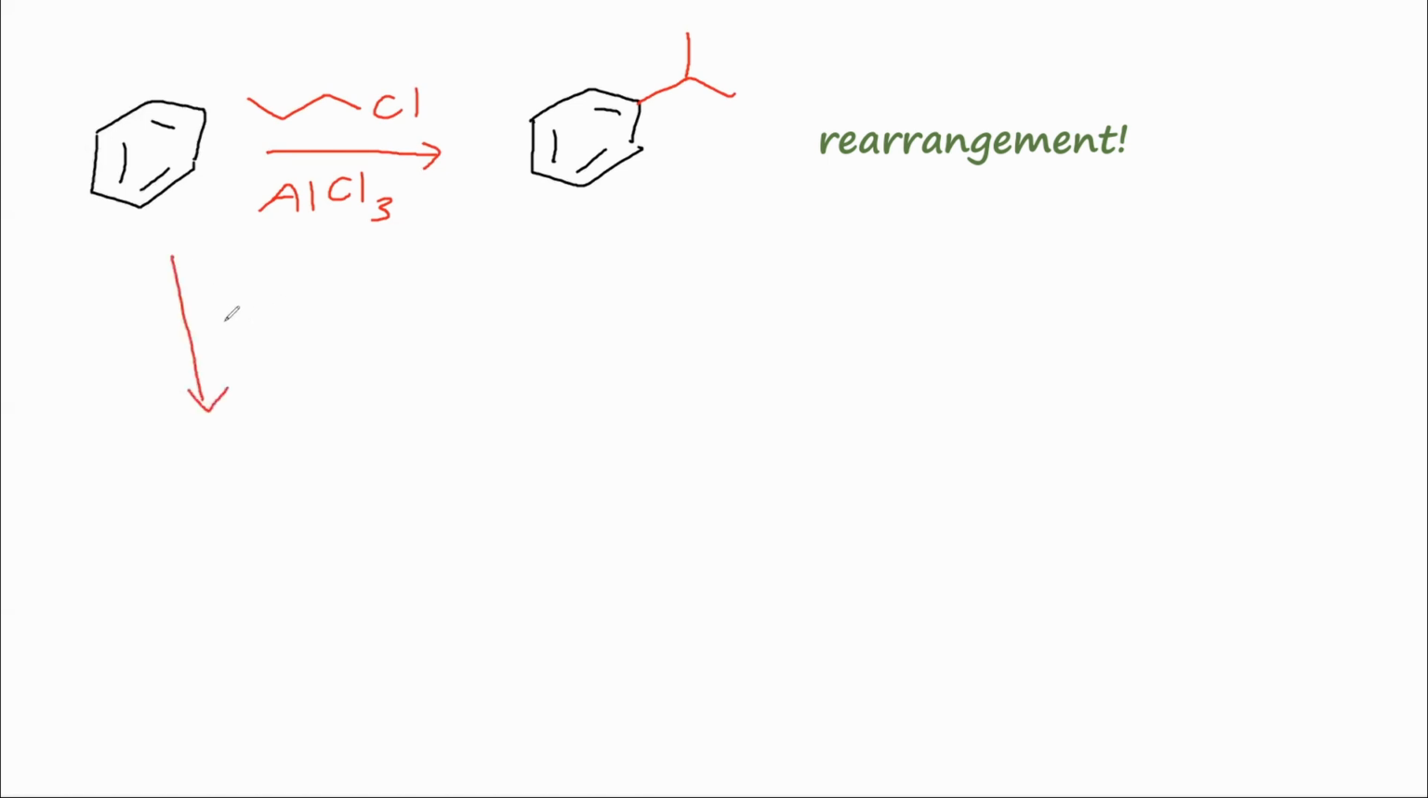So instead of using propyl chloride, we can use the acyl chloride equivalent, so this is called propanoyl chloride, again with this Lewis acid mediator. And remember that Friedel-Crafts acylations do not experience the same rearrangements that the alkylations do, so we will end up with no rearrangements here, but now we have this carbonyl group on the benzylic position.